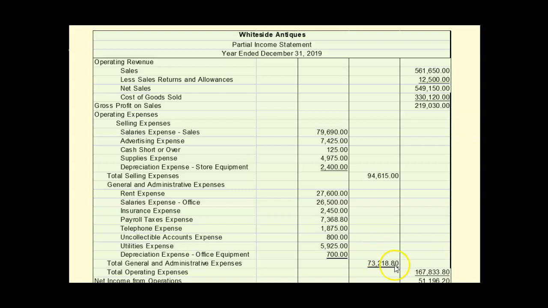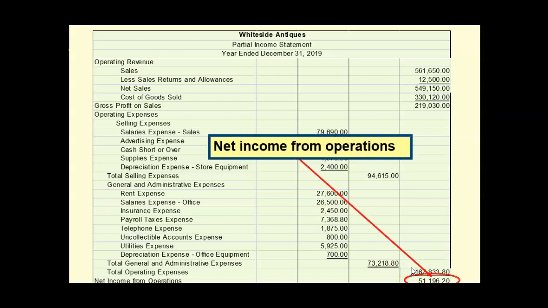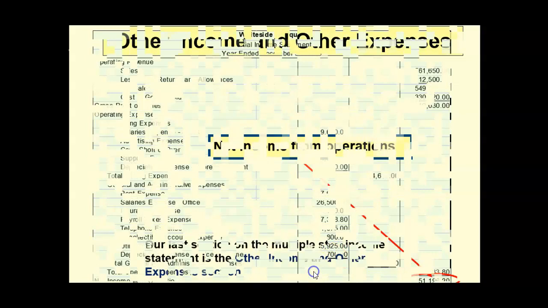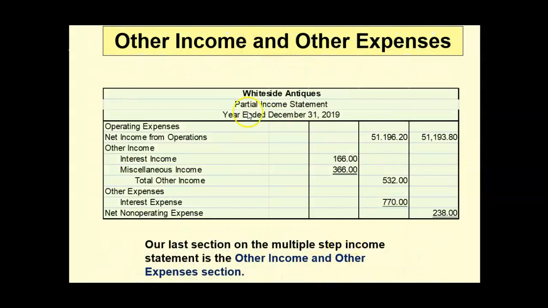Now, we're going to subtract the total operating expenses from our gross profit to get our net income from operations. Again, subtract the total operating expenses from your gross profit on sales to get your net income from operations, in this case for $51,196.20.